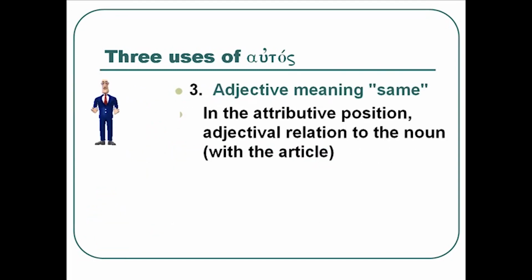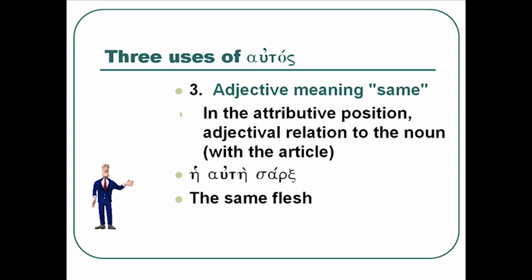The third usage to which autos can be put is as an adjective meaning same. Usually it's in the attributive position, meaning it has the article, and it's used in an adjectival relationship to the noun. So, for example, you have hē autē sarx, the same flesh. So hē autē here means the same.